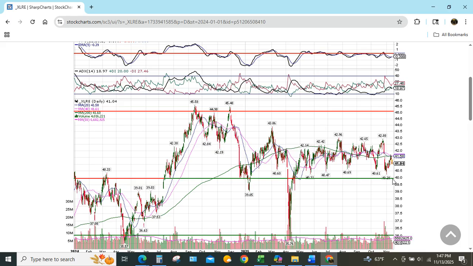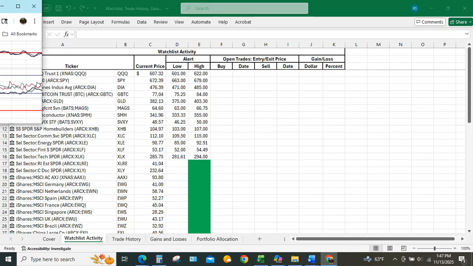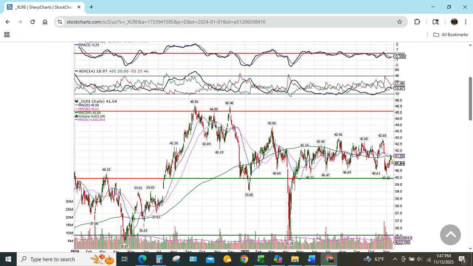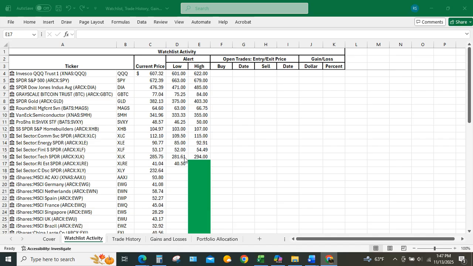But on the low side, I'm looking at right around the 40.50, $40.50. So I'll throw that in there, see what happens. 40.50, and on the high side, I'm gonna say, oh my goodness, should I say the 20? I'm just gonna do it. Just be consistent, and I'm gonna say 41.65.